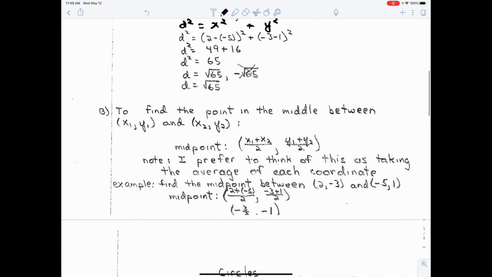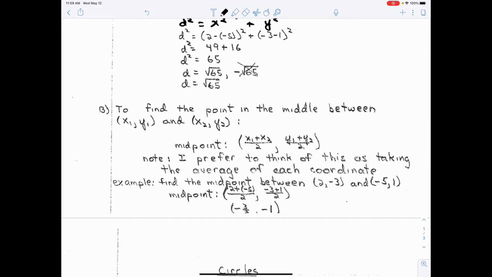To find the midpoint, again, you can memorize this formula right here, or you can just realize that all you're really doing is taking the average of each coordinate. And how do you take the average? You add them up and divide by 2. So to find the midpoint between those 2 points, you add up the x's and divide by 2, add up the y's and divide by 2. That's really all it is. This got a little bit obliterated there. That should be negative 3/2.